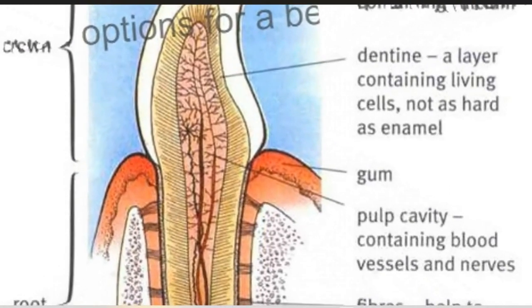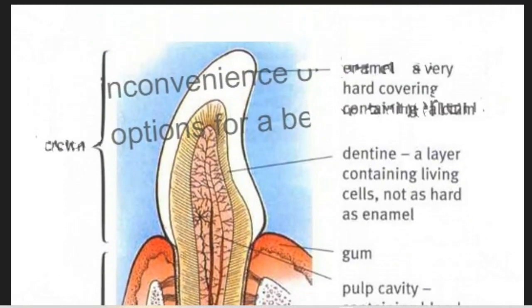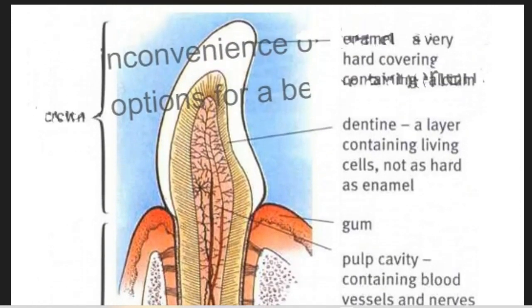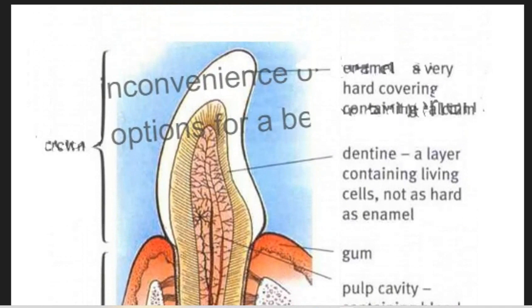The first part I'm going to be talking about is, if you see, it's divided into two parts. A clear picture is available in the Cambridge Science course book 8 for grade 7 level. If you see over here, the tooth is divided into crown and root part. The crown part consists of the enamel and dentine, and the gum. It ends at the gum.